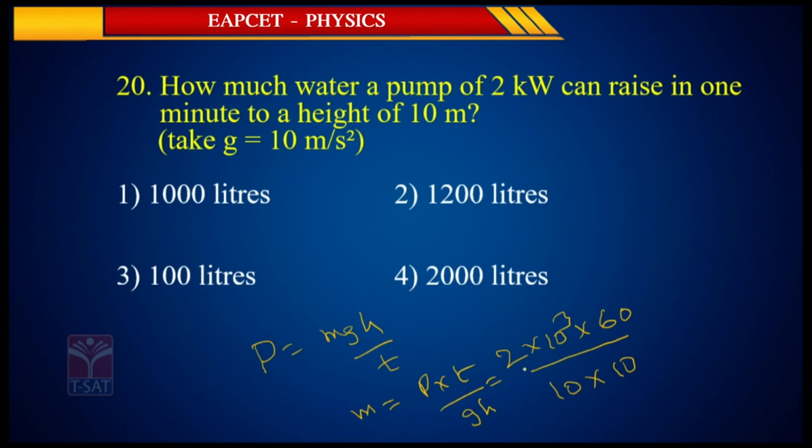Okay, here, therefore, see, 2 into, here this 0 gets cancelled. Okay, children, 2 into 6, how much? 12 into 10 to the power 3 is there, 10 is there, that is 10 square. 10 cancel, that is 1200. Okay, that is 1200 liters. Are you clear, children?